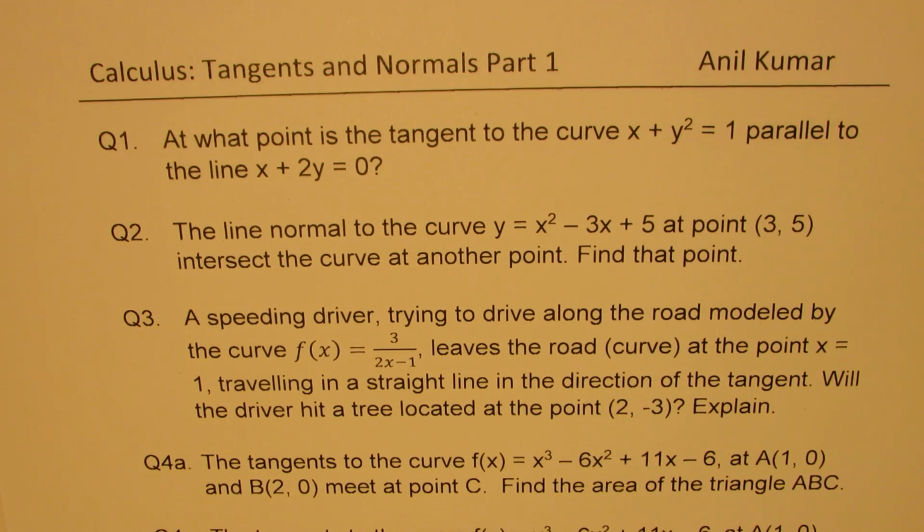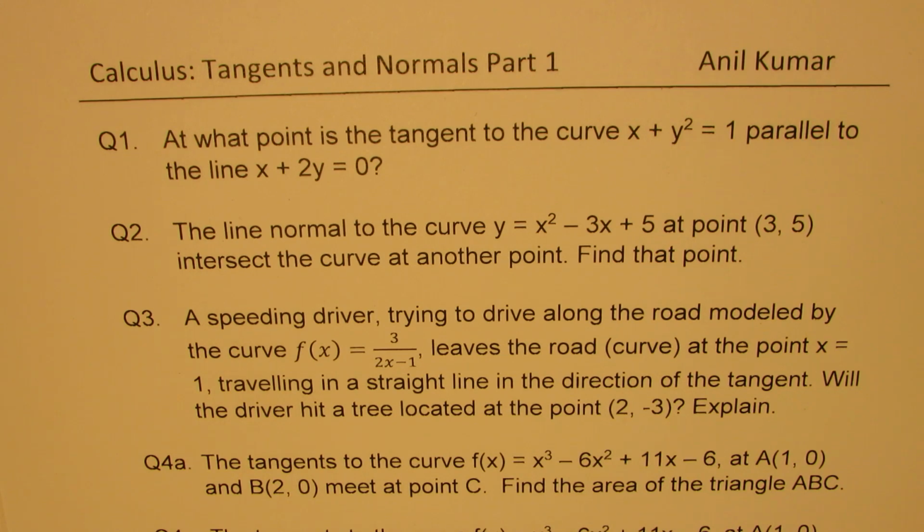Question 4a. The tangents to the curve f(x) = x³ - 6x² + 11x - 6 at A(1, 0) and B(2, 0) meet at point C. Find the area of the triangle ABC.